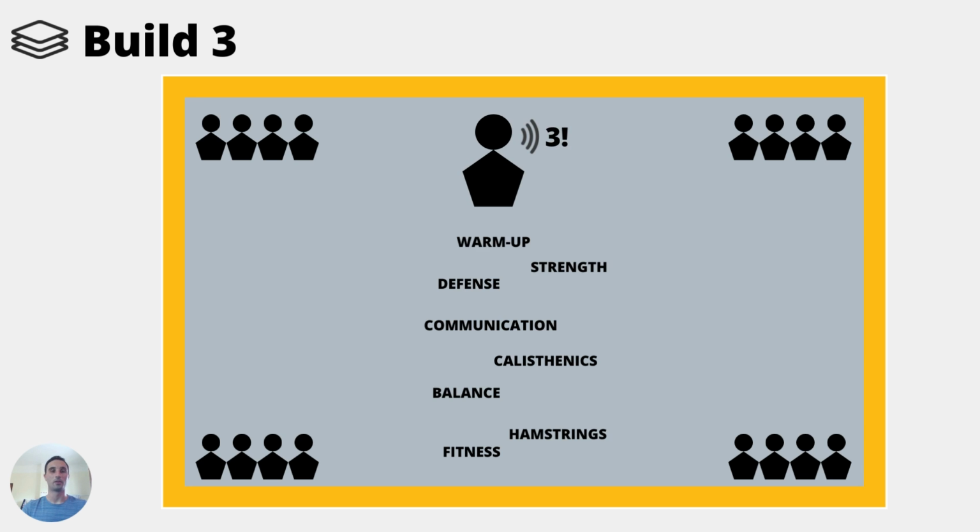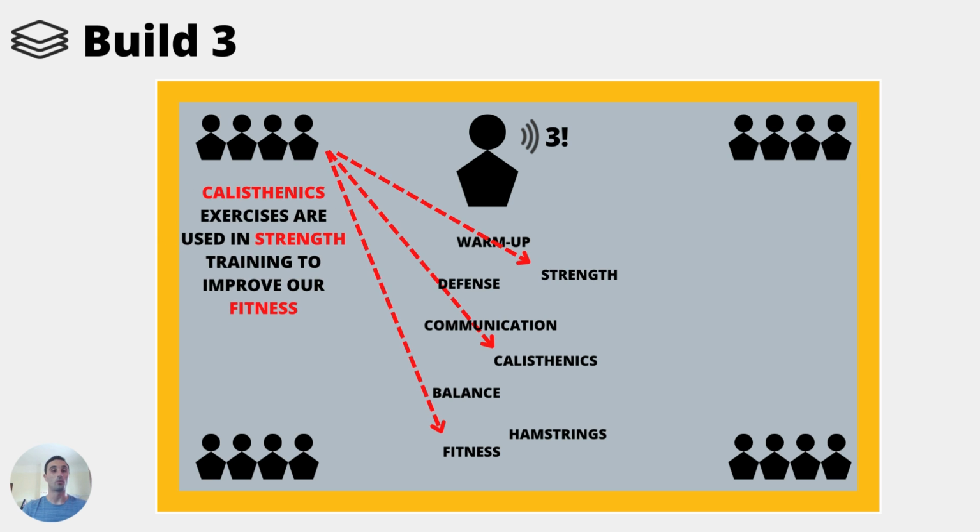Finally, in build number 3, the teacher will now say the number of words required to create a sentence. The students here are now free to choose their own words, and the point goes to the first team creating a sentence using those words. Here is an example of a sentence created with the words calisthenics, strength, and fitness. Calisthenics exercises are used in strength training to improve our fitness.